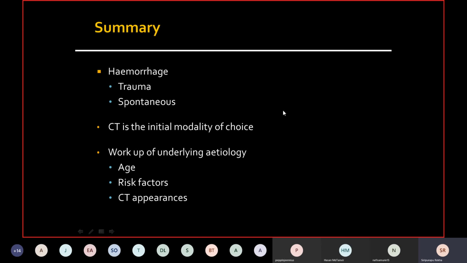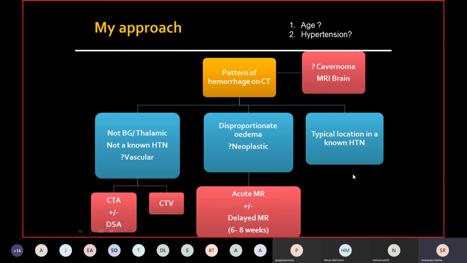So to summarize, intracranial hemorrhage, I usually look at it as either traumatic or spontaneous. CT remains the initial modality of choice. In spontaneous hemorrhage, when we work up the underlying etiology, I tend to rely on age, the risk factors, and the CT appearances to try and decide what the next step is. So this is my pathway, my approach to looking at or suggesting further assessment of hemorrhage.